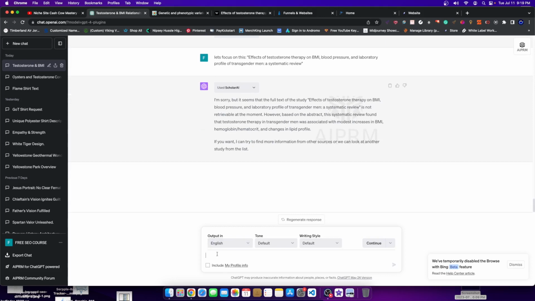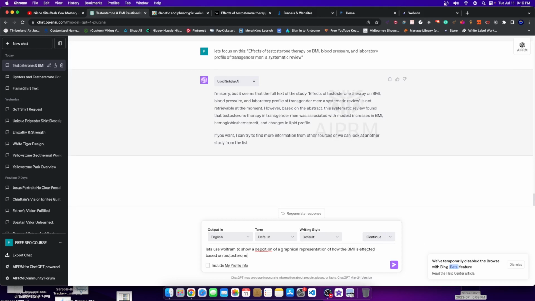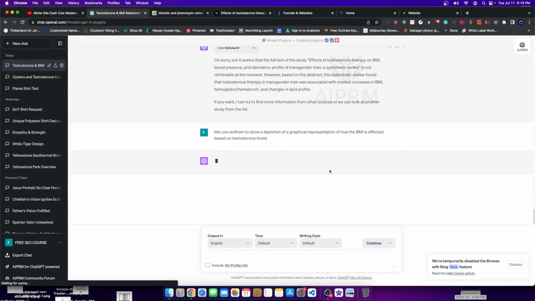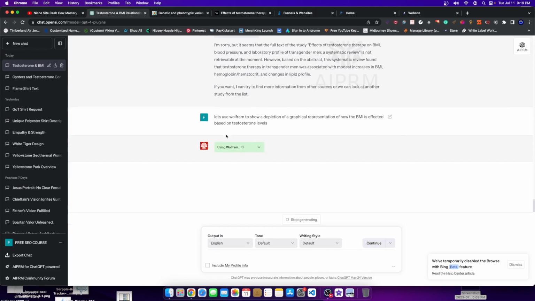And then I'm going to say, let's use Wolfram to show a depiction of a graphical representation of how the BMI is affected based on testosterone levels. Something like that. Now, it's not going to be 100%. Sometimes, like I said, you have to prompt in different ways to actually get a result.